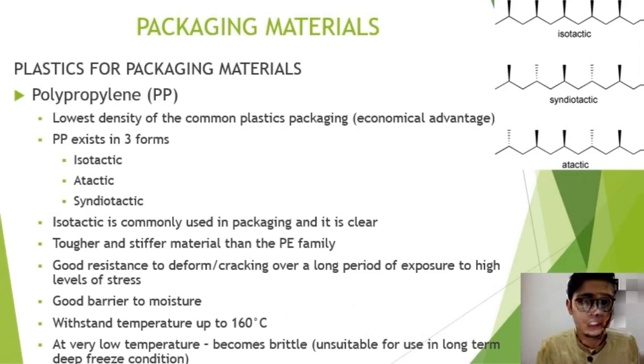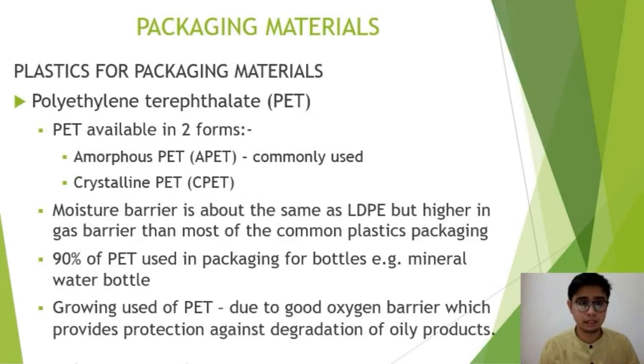As for the next plastic variation, which is polyethylene terephthalate, PET, it is available in two forms, which are amorphous PET and crystalline PET. The commonly used one is amorphous PET. It has a higher gas barrier function as compared to most of the common plastic packaging, including the PE family and PP family. But the moisture barrier is just about the same as the LDPE.